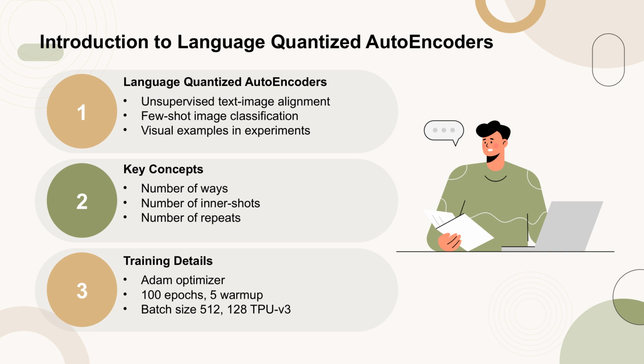Training details involve using the Adam optimizer with a peak learning rate of 1.5 times 10 to the power of -4 and weight decay of 0.0005, over 100 epochs with 5 warm-up epochs, a batch size of 512, and distributed training on 128 TPU v3.